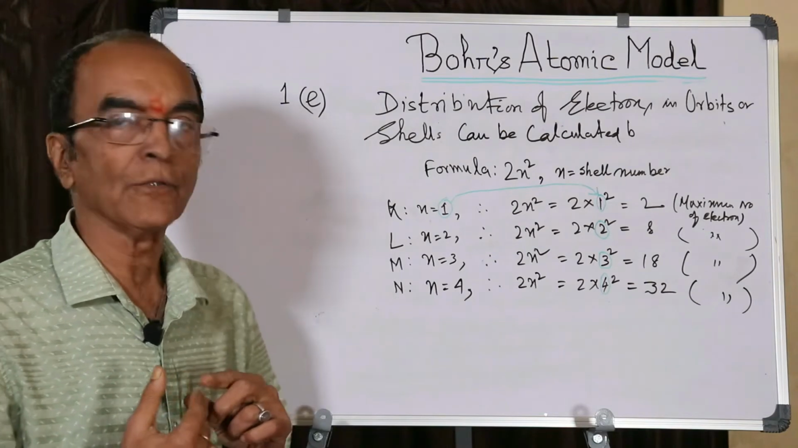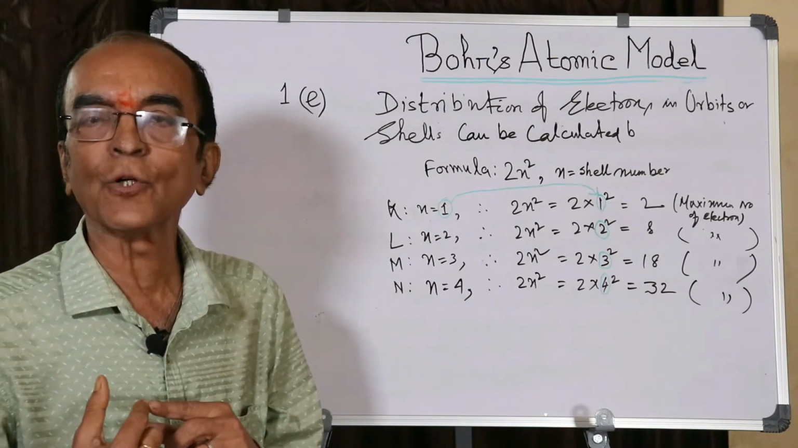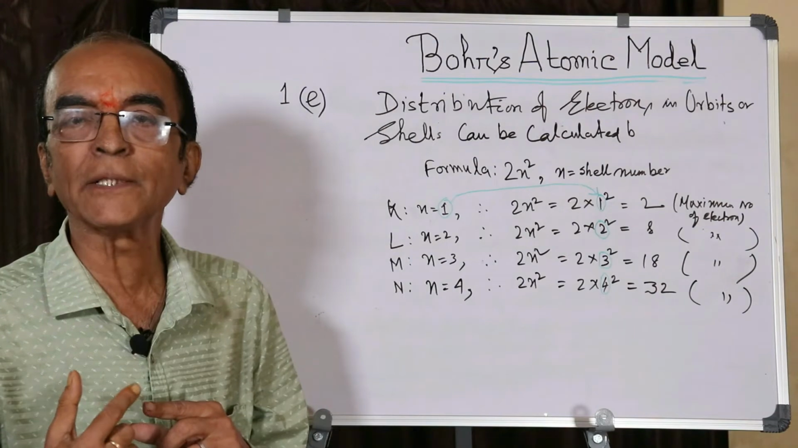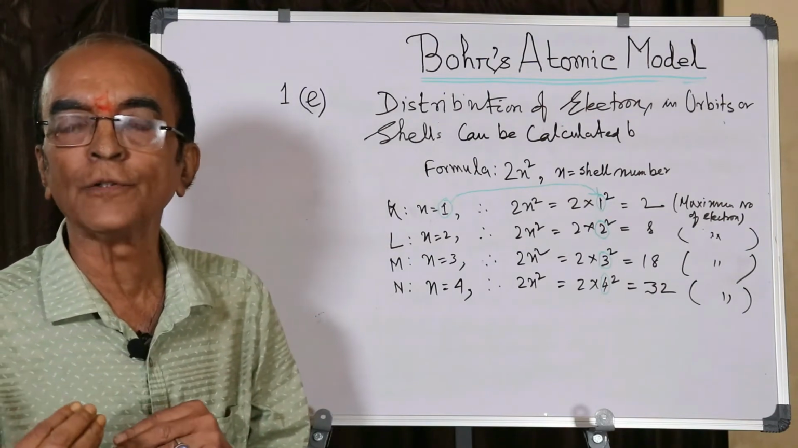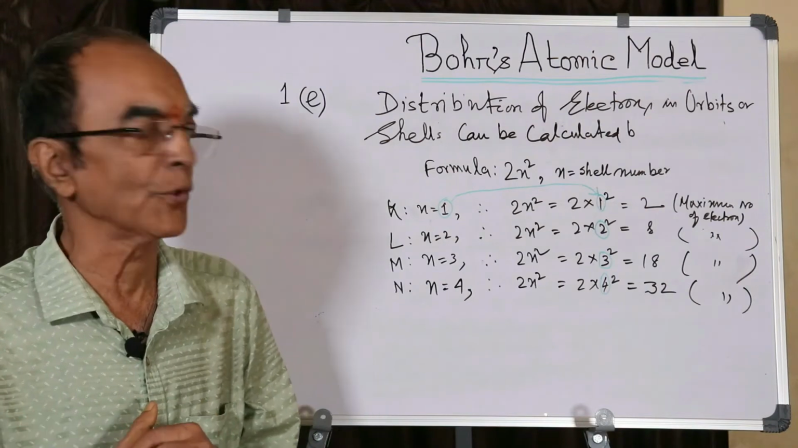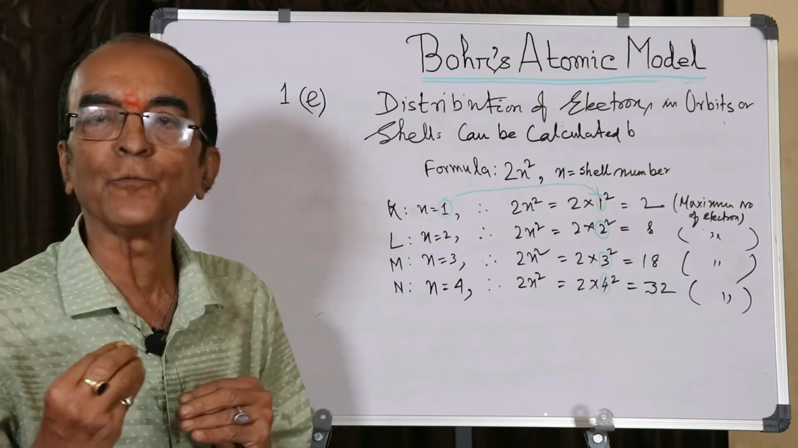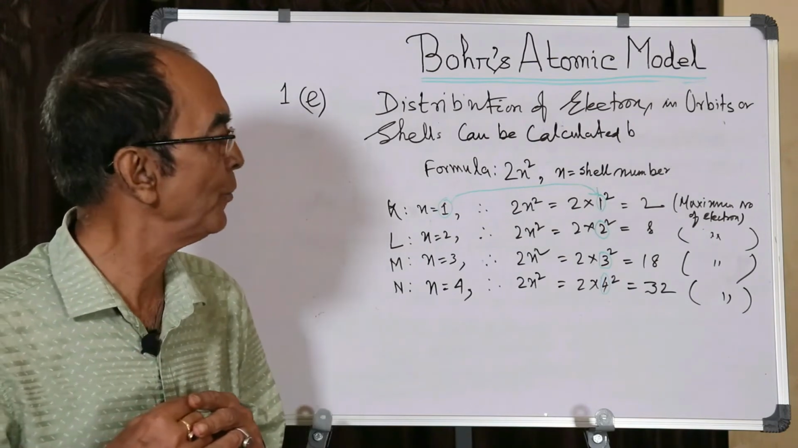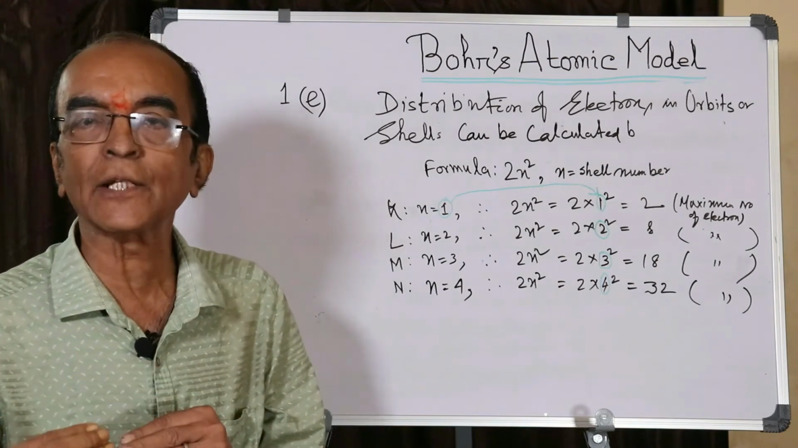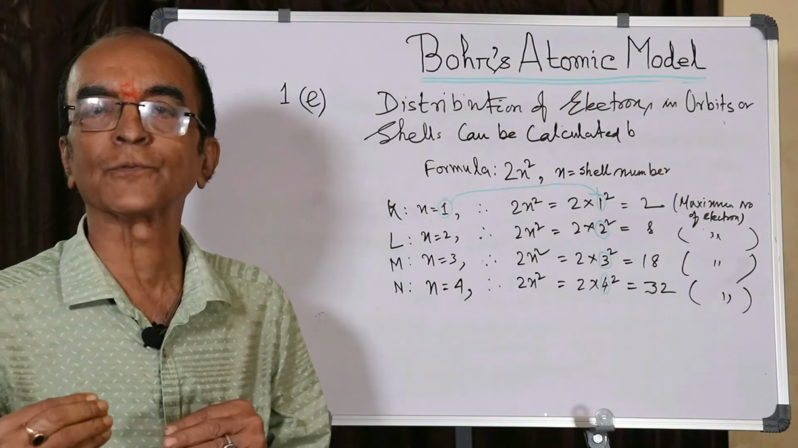In the M shell, where n is equal to 3, 2n² means 2 into 3 squared, that is 18. It can hold a maximum of 18 electrons. And in case of the N shell, where n is equal to 4, 2n² is 2 into 4 squared, that is 32. It can hold a maximum of 32 electrons.